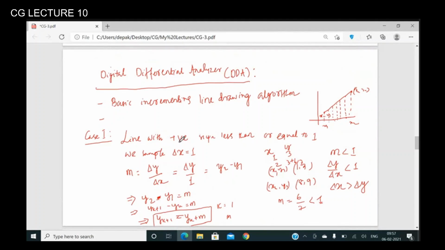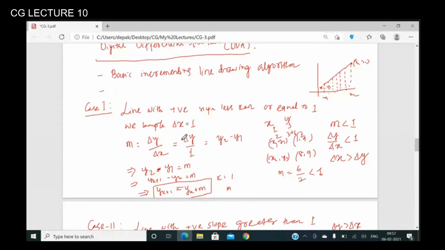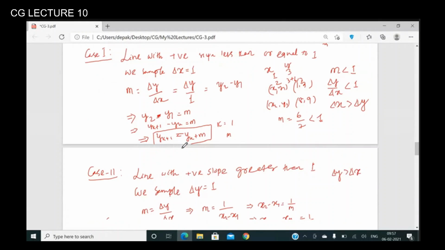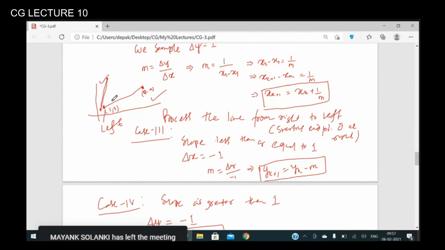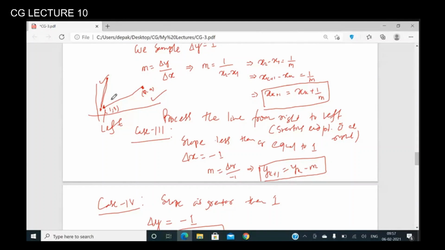We'll consider different examples. We now have some idea of how lines will look if you process them from left to right or right to left, and how the line looks with slope less than 1 and greater than 1. In this class I have shown all the examples in the first quadrant, but we may take some lines in other quadrants, and then we'll try to solve the problems using all the cases we have discussed today.